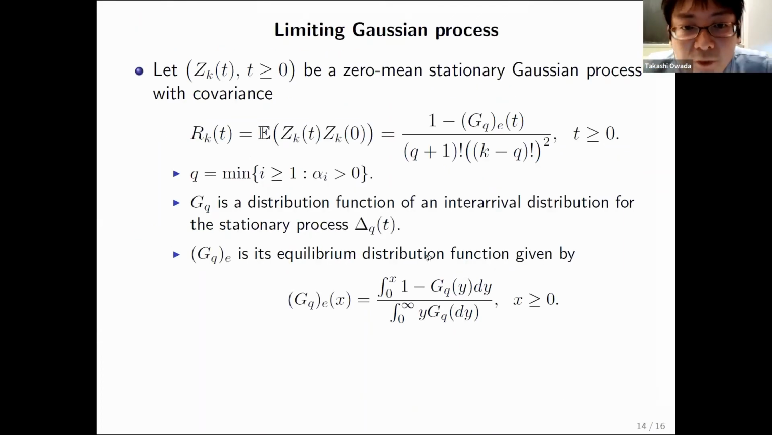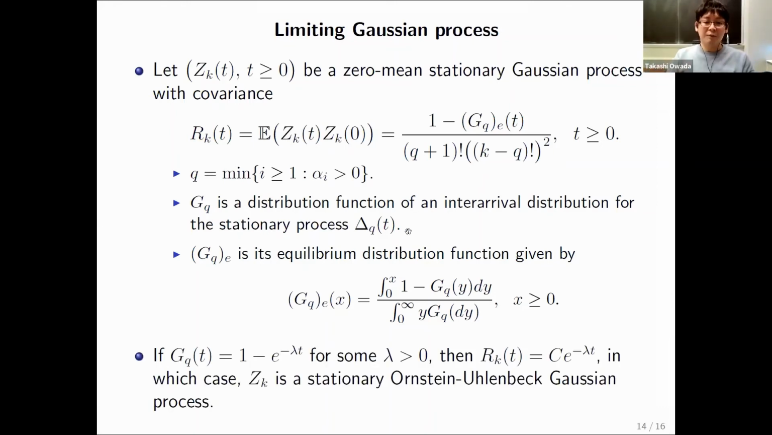Okay, and before describing the central limit theorem, I wish to introduce the weak limit, the limiting Gaussian process. This is a zero mean stationary Gaussian process with a covariance structure defined this way. Remember, q is the minimal index such that alpha i is strictly greater than 0 for the first time. And G sub q denotes the distribution function of the interarrival distribution of an underlying on and off renewal process. We need to apply some formula to G sub q, and you get G sub q of e, and this actually appears in the covariance structure of the limiting Gaussian process.